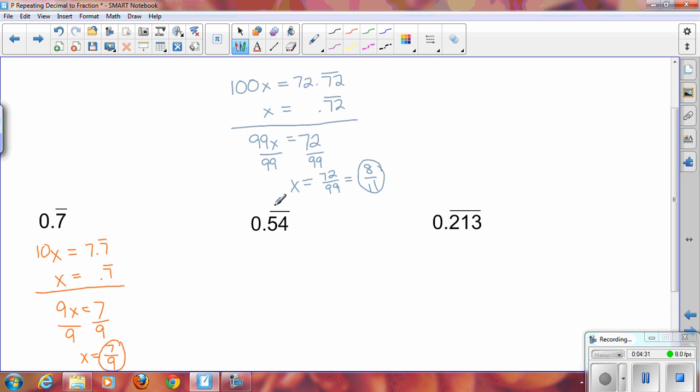Now, I would like you to do this problem and this problem on your own. Do your best, try it. You need to press pause on your playback, try those two problems, then press play to see how you did. So press pause now.